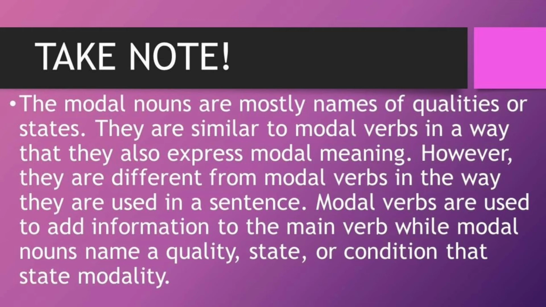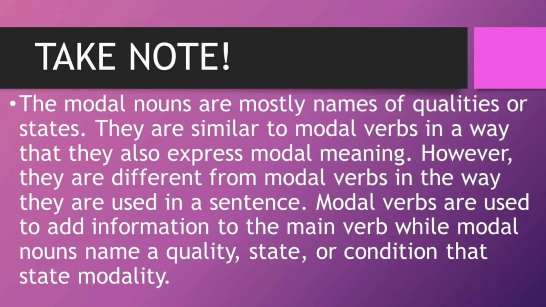Modal verbs are used to add information to the main verb, while modal nouns name a quality, state, or condition that state modality. Again, when we say modal verbs, we use these to add information to the main verb. For example, I can dance. So we use the modal can to add information to the main verb, which is dance.